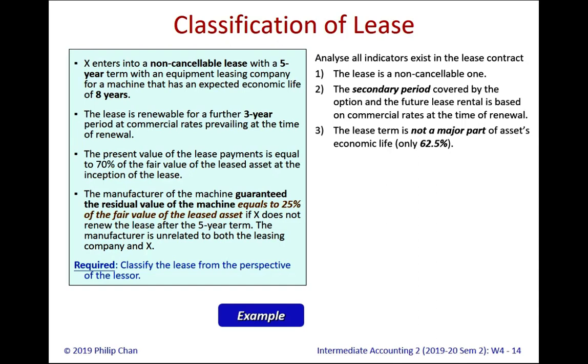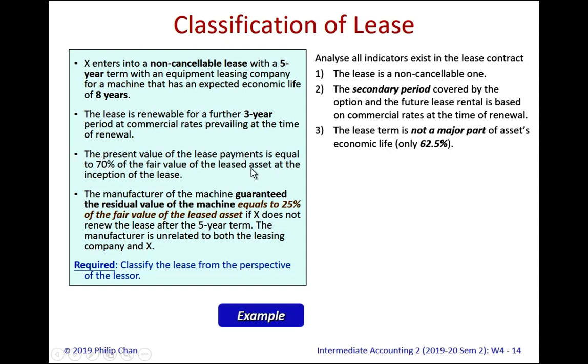So the way we do that is we put it as not a major part, and then if you want to show your working, put them in brackets. Only 5 over 8, which is 62.5%, and it is less than 75%. Therefore, this indicator will not be satisfied. Now that would be a more complete answer for that indicator.